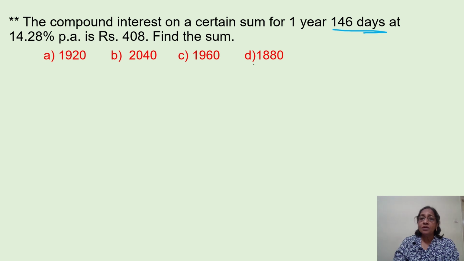Okay. Now, I am going to solve this in a very different manner. First is 14.28%, as we all know, is nothing but 1 upon 7. You can calculate, you'll get it. So for 2 years, I am going to assume a principal which is going to be a multiple of 7.